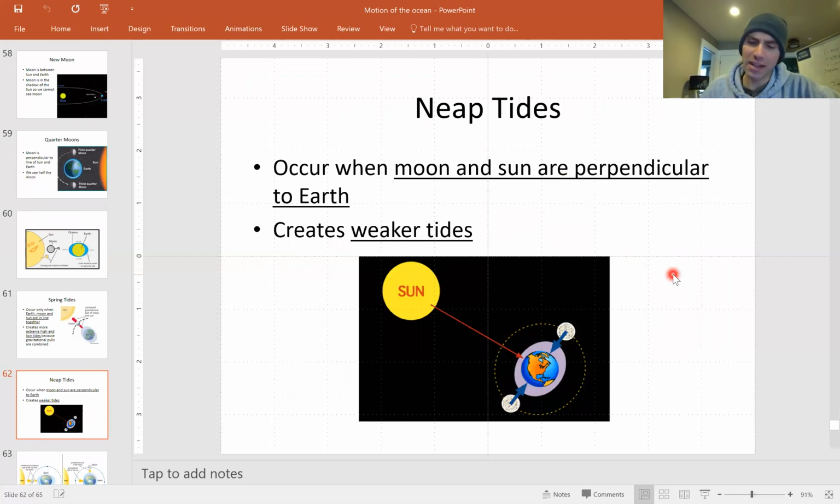Neap tides. Neap tides, not only being a fun word to say, also occur when the moon and sun are perpendicular to the Earth. So we notice the sun is here and the moon is perpendicular, 90 degrees from that sun. It creates weaker tides because you have the sun's gravitational pull at one area, and now you have the moon's gravity pulling at another area. So the water's kind of torn. It's like, which way do I go? The sun's over here, but the moon's over here. Who's going to pull me for high tide? It's kind of split. So you get a lower high tide and higher low tides.